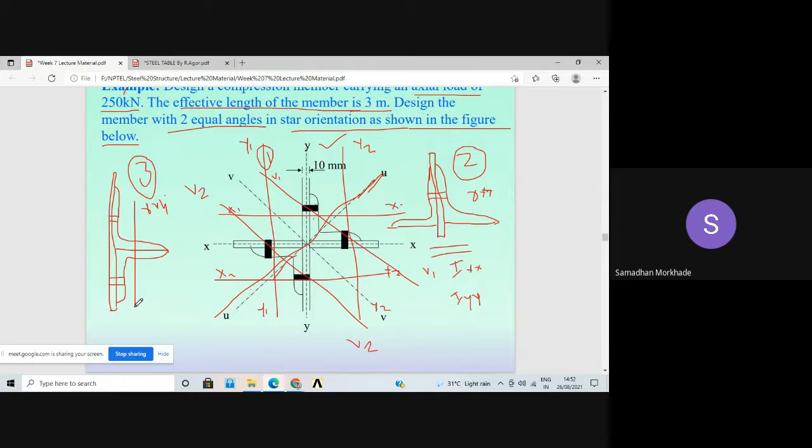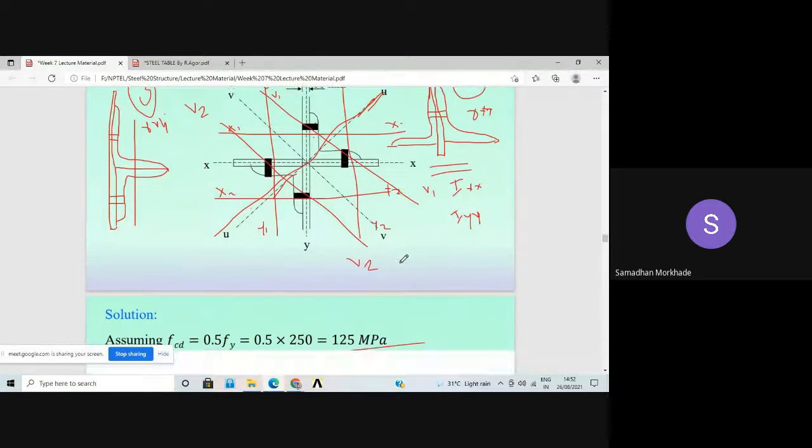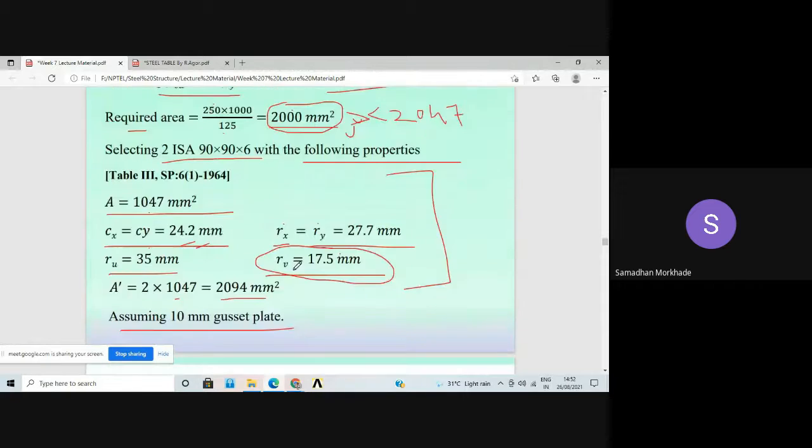Okay, so the same problem you can analyze. Just the orientations have been different. According to that, your moment of inertia and radius of gyration will change. So these concepts are very, very important. Engineering mechanics and strength of materials knowledge will be very much essential to play with this. Okay.